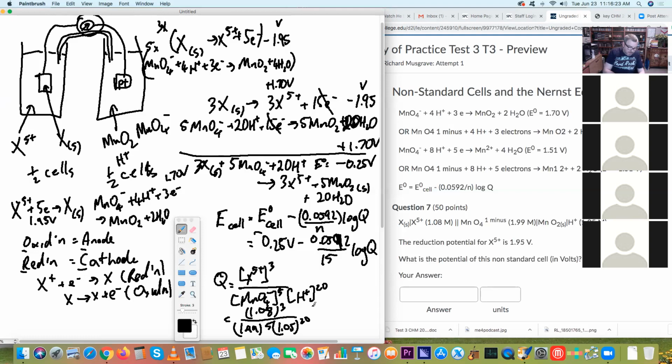So I'm just going to do some math here. I've got my calculator. 1.08 to the power of 3 divided by 1.99 to the power of 5, and then also divided by 1.05 to the power of 20. Now what I get for that is 0.0152 for Q.